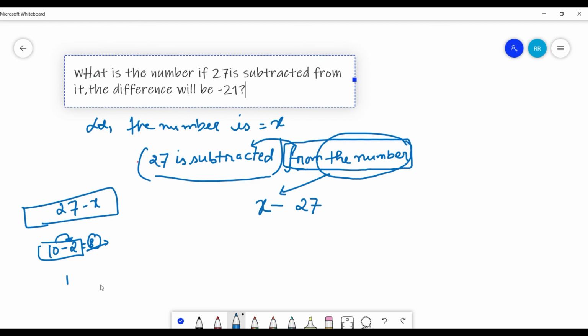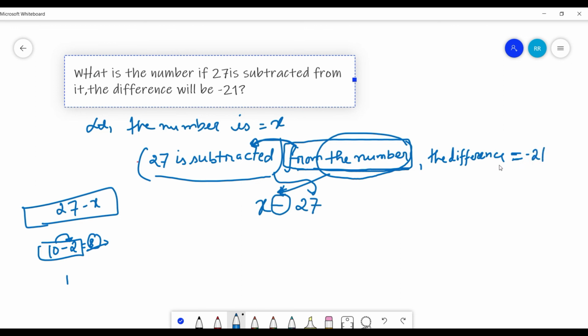So the part which is on the right side of "from", you have to put in the first position, and the part which is before "from", you have to write in the second position. So we can write x minus 27. The difference will be minus 21. So the difference means you have to subtract. We have already subtracted. "Will be" is replaced by equal.